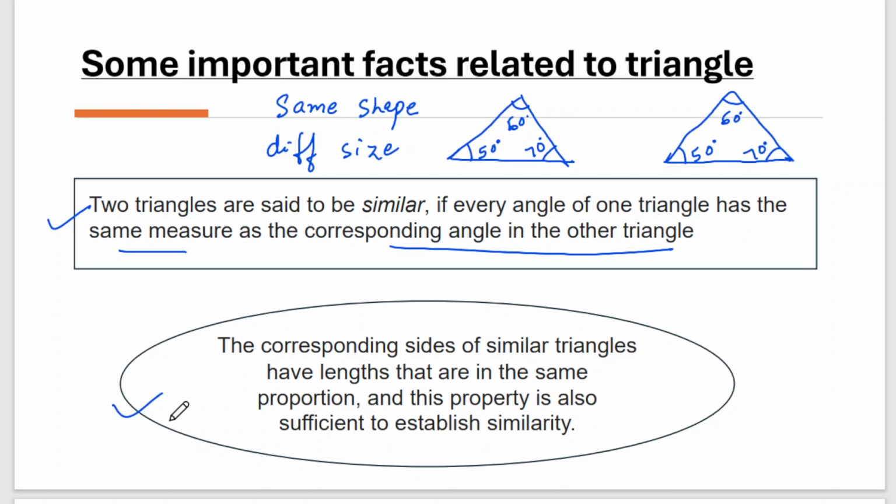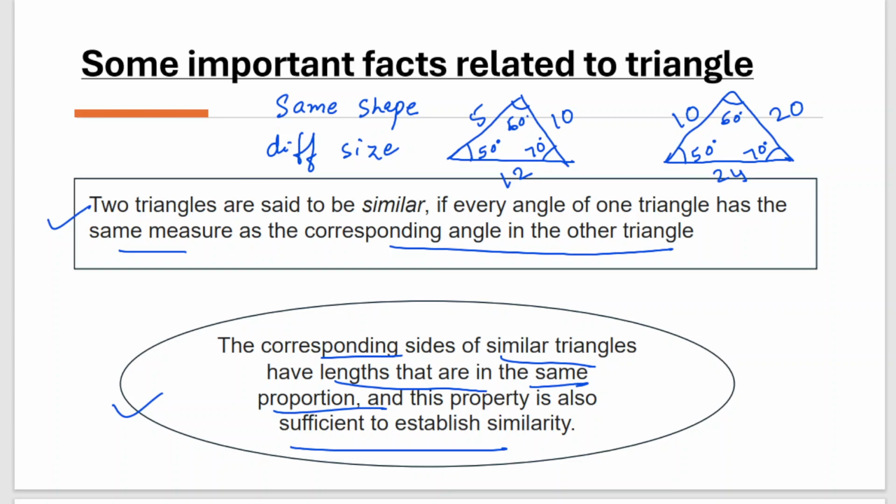Okay. Now, the second point tells us that the corresponding sides of similar triangles have lengths that are in the same proportion, and this property is sufficient to establish similarity. Now, what is the meaning of that? See, if I take this as 5 unit, this as 10 unit, and this as 12 unit. I have another triangle, same angles. I take this as 10 unit, this as 20 unit, and this as 24 unit.